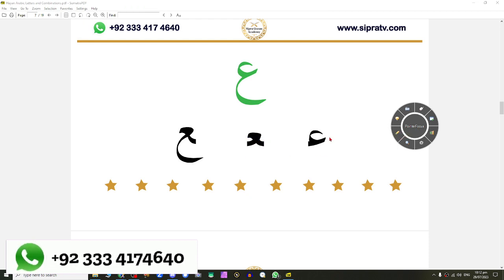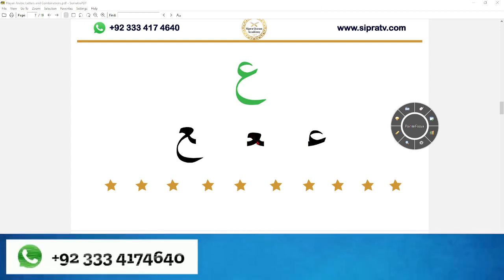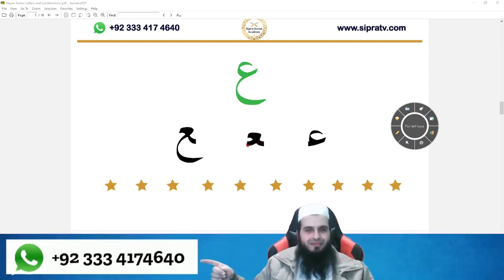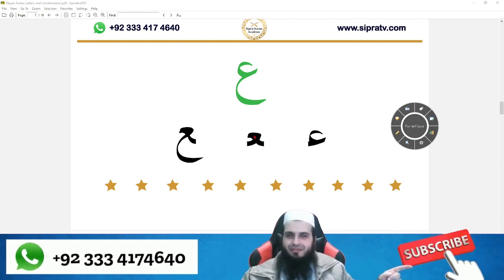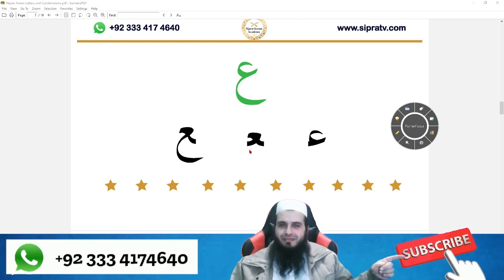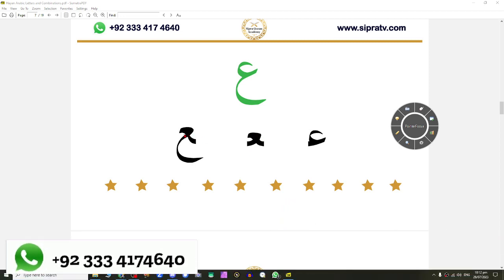If it comes in the middle, the shape of the Ain turns into a golf cap-like thingy. The head of the Ain turns into like this. One handle at the right, one handle at the left, sorry. So this is the letter Ain. Similarly, when Ain comes at the end, this will be its shape if it is joined with the letter behind it, and the golf cap-like thing will be its shape.